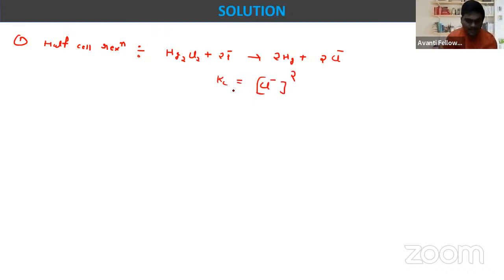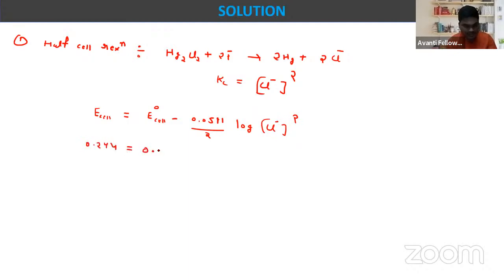For the saturated solution of Cl negative, E naught is given, and the saturated half cell E naught is also given. So we know that E cell is equal to E naught cell minus 0.0591 upon n, where n is 2, times log of the concentration of Cl minus squared. Put the values, which are already given: 0.244 and 0.270.